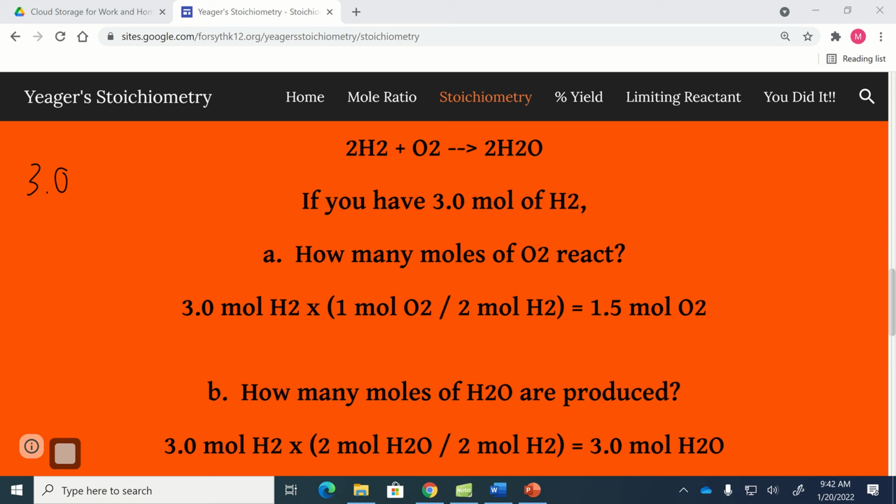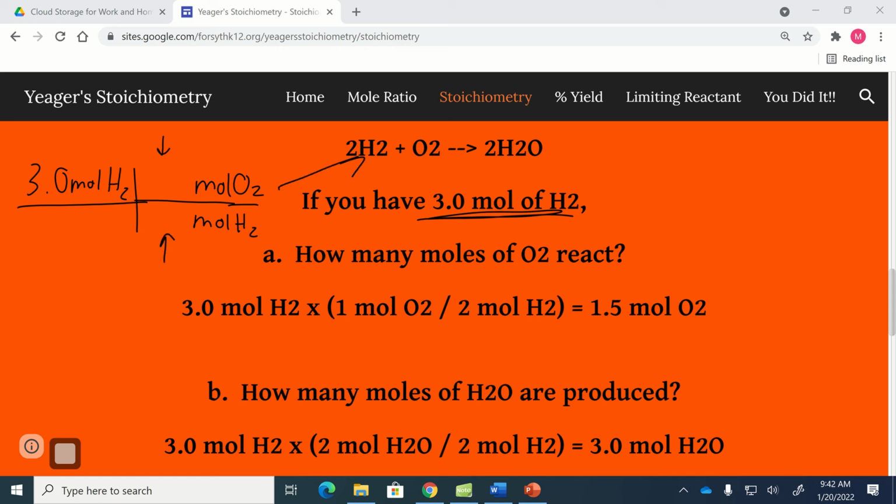Always start, just like we did before, with what's given to you. So I start with 3 moles of H2. Okay? I'm in the mole. The mole can be converted to anything else. It can be converted back to grams of hydrogen. It can be mole to liters or particles of hydrogen. Or now with my mole ratio, I can convert to another compound. So that's what I'm going to do. I'm going to do a mole ratio. I'm going to do moles of H2 on the bottom because that's what I'm coming from, and moles of O2 on top.